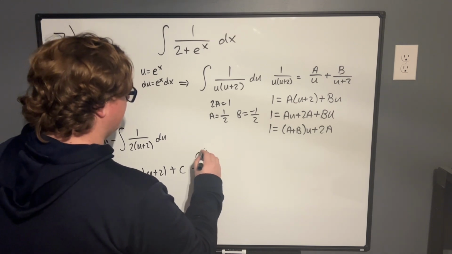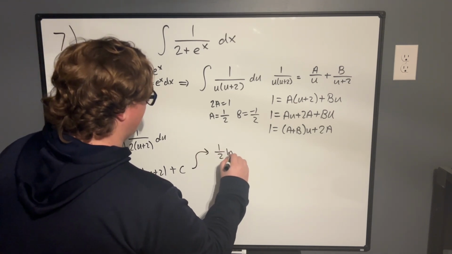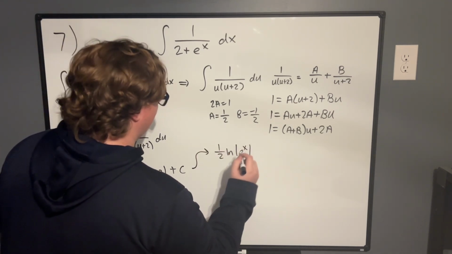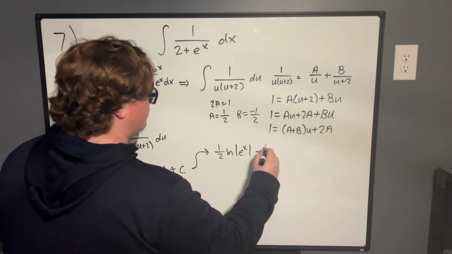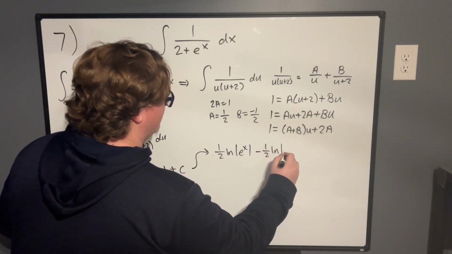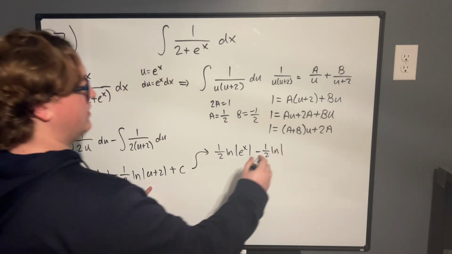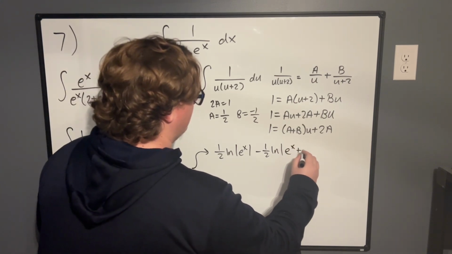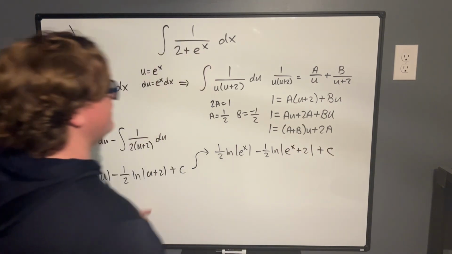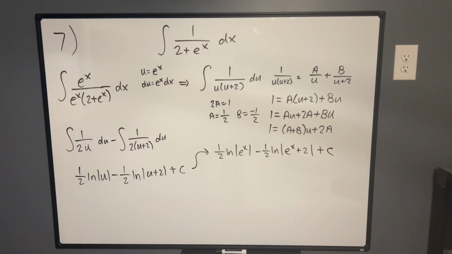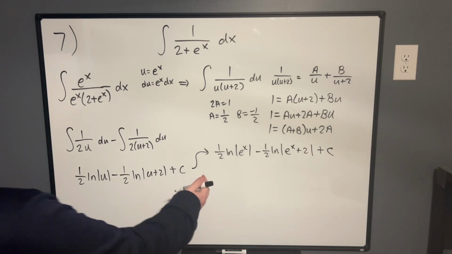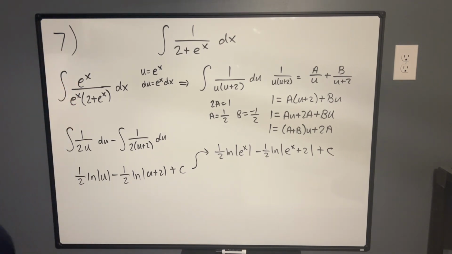So this will give us 1/2 ln of the absolute value of e to the x minus 1/2 ln of the absolute value of e to the x plus 2, and then plus a c. Now, we can do one step better because technically we don't need those absolute values. Because e to the x is an exponential function. It's always positive. So we'll never have to worry about a negative input for the natural log.